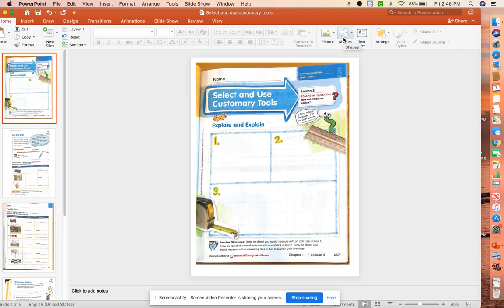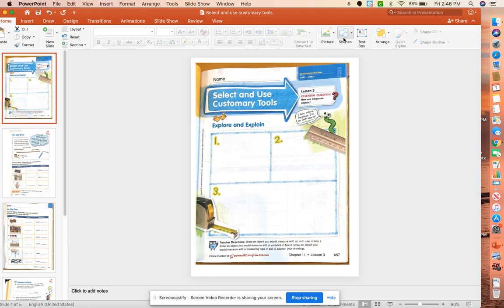Today we're going to use our math book. So, could you please turn to page 657 in your math book? I know we talked a little bit last week about inches and feet and yards, and we're going to continue to use these different terms and different measurement ways to measure again this week.